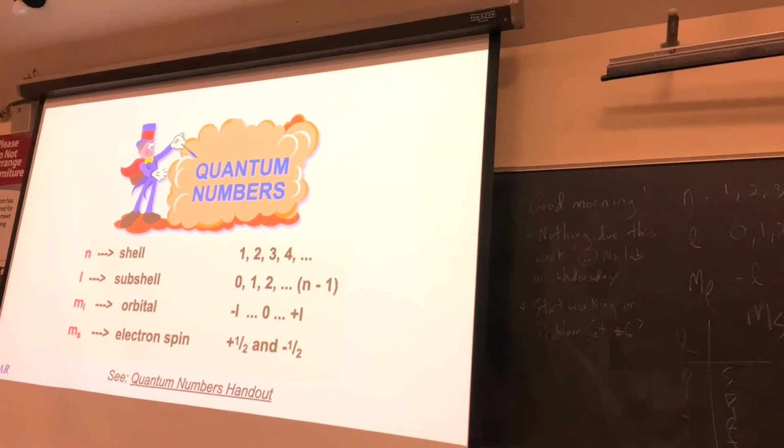And then the new player on the block here is M sub S, electron spin. M sub S doesn't depend on anything else. M sub S is only positive 1/2 or negative 1/2. And again, you can think about it like positive 1/2 as being with the external field, negative 1/2 being against the external field. Okay? So now that we know these, we can start putting things together to see how electrons are placed around atoms in the nucleus, which is pretty interesting.